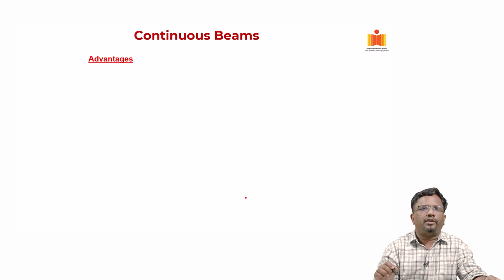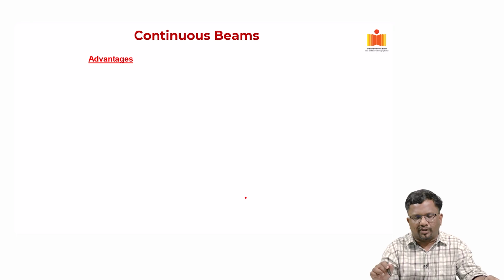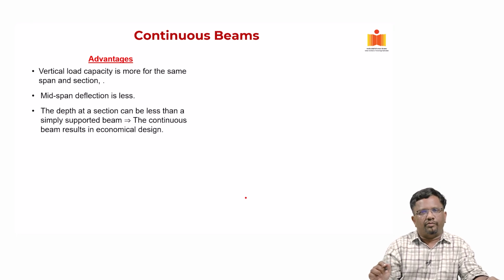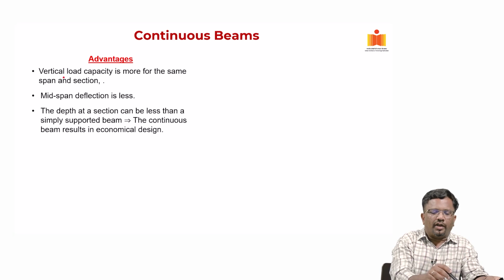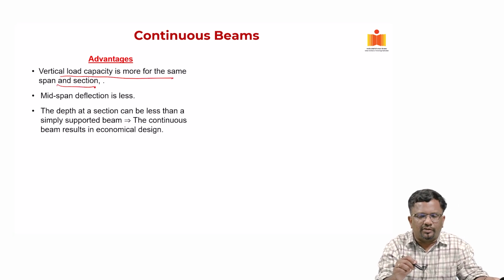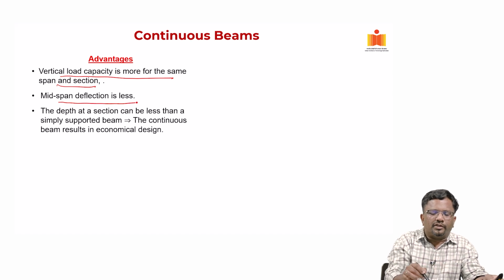Okay, now let us look at what are the advantages and disadvantages of a continuous system. And now, as you can see from here, usually a continuous system will have higher load capacity for the same span and section dimension, and mid-span deflections will be less.